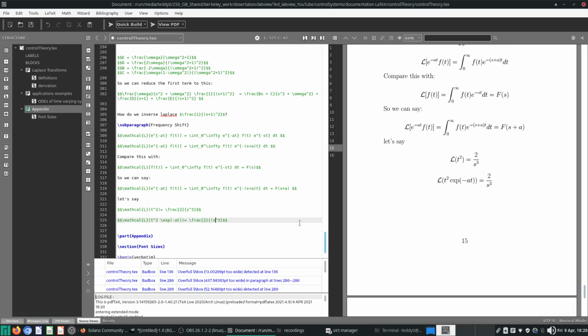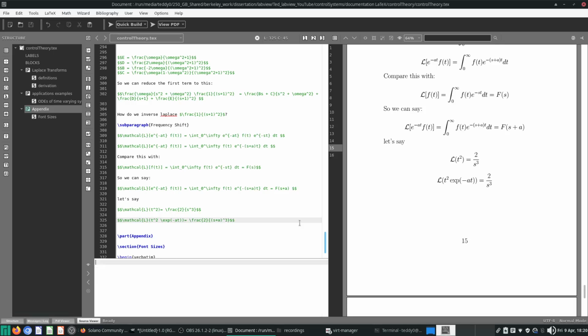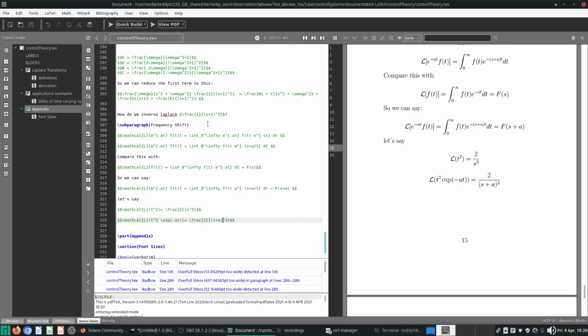Of course, for the other case, if you have e to the at, we'll have s minus a. So this is called frequency shift. If you want to shift your Laplace transforms left or right, you just multiply by the exponential. And I think you can see where this is going.